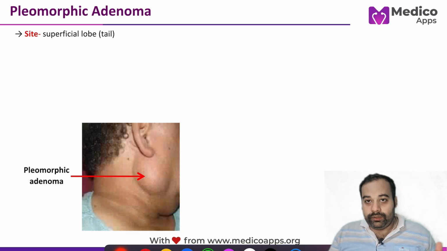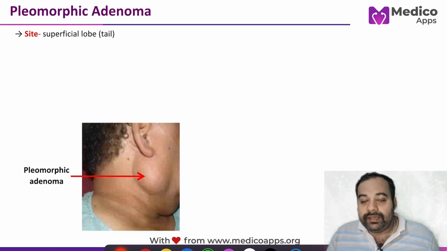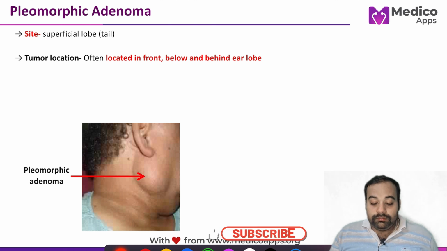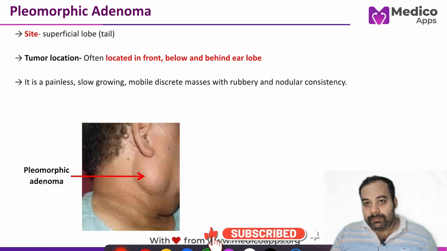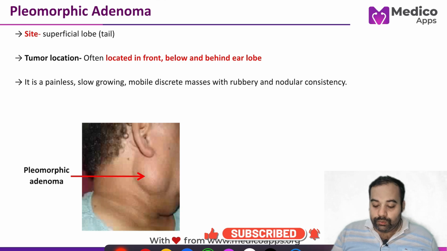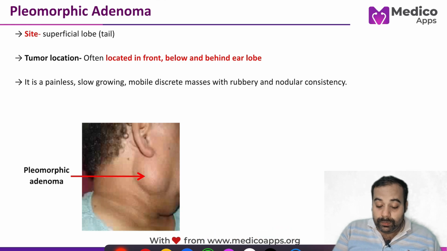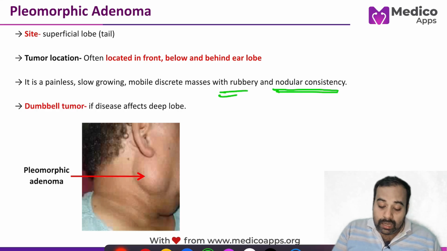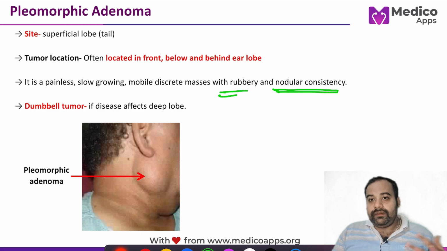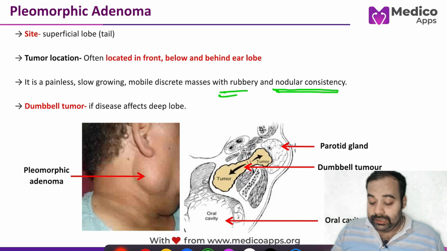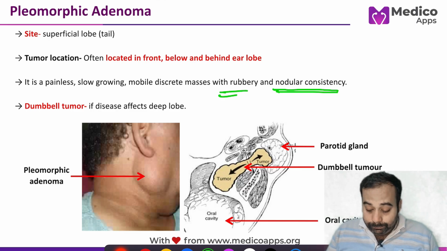Now the site, obviously, the rule of 80 suggests that the most common site is the superficial lobe. Location of the tumor I have already mentioned, so there is nothing new regarding this. Obviously, the patient will come to you with a painless, slow growing, mobile, discrete mass, sometimes with a nodular or rubbery consistency. It can form a dumbbell shaped tumor if it affects the deep lobe, right?